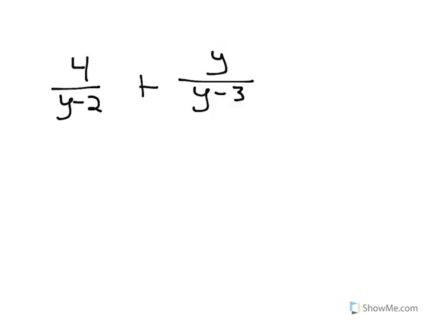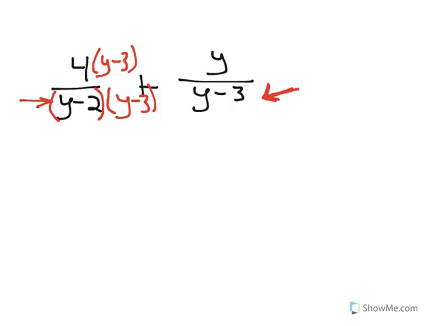Here we have two rational expressions that do not have common denominators. These are both different. We must first change each fraction to have a common denominator. To do that, we multiply by the missing denominator. In our first fraction, our denominator is y minus 2. We must multiply that by y minus 3, the denominator of the second fraction. If we multiply the denominator by y minus 3, we must also multiply our numerator by y minus 3.